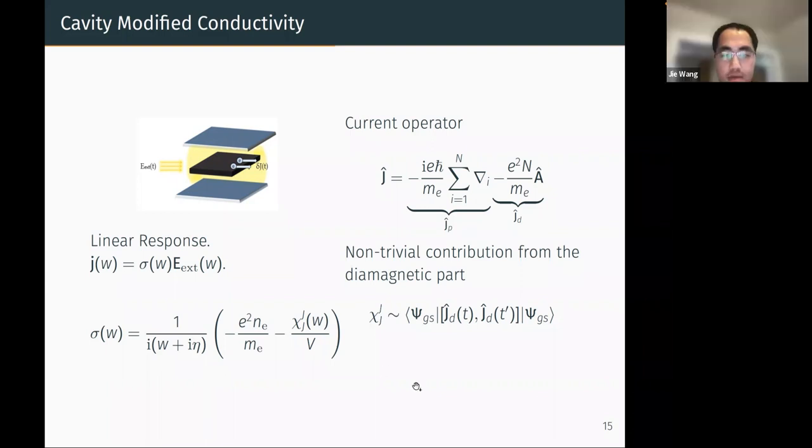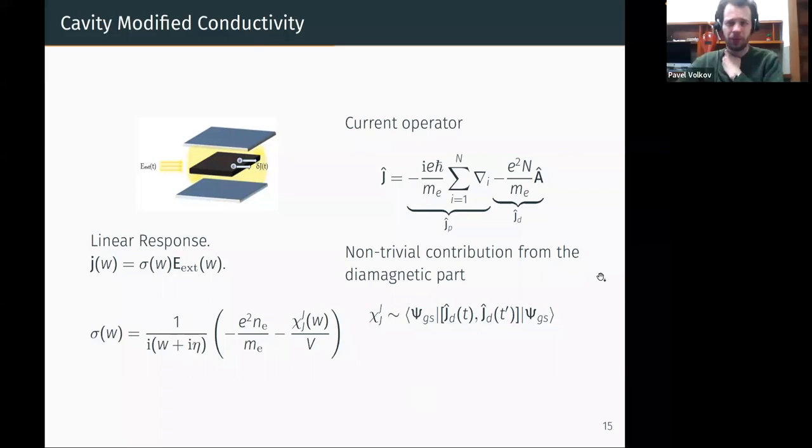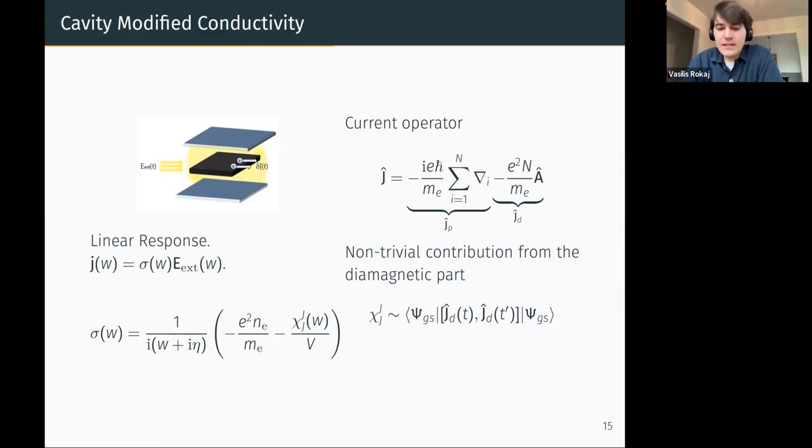This Drude part will be cancelled eventually by the diamagnetic contribution at the static limit. Probably, yeah. Okay, thanks. It will not be cancelled totally, but it will get modified. So let me show you, there is a competition happening between the Drude part and the part coming from the diamagnetic current correlator.